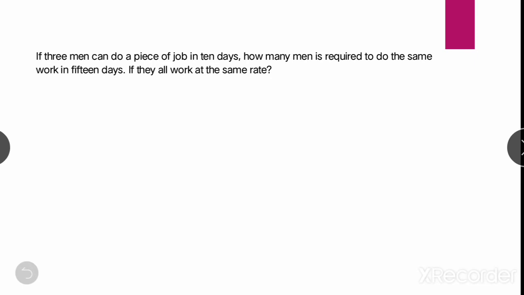We have an example. If 3 men can do a piece of job in 10 days, so 3 men, our solution, 3 men. And remember we said what we are looking for must be on the right hand side. So we have 3 men can do the job for what? 10 days. How many men? So we are looking for the number of what? Men. How many men are required to do the same job in 15 days if they all work at the same rate?